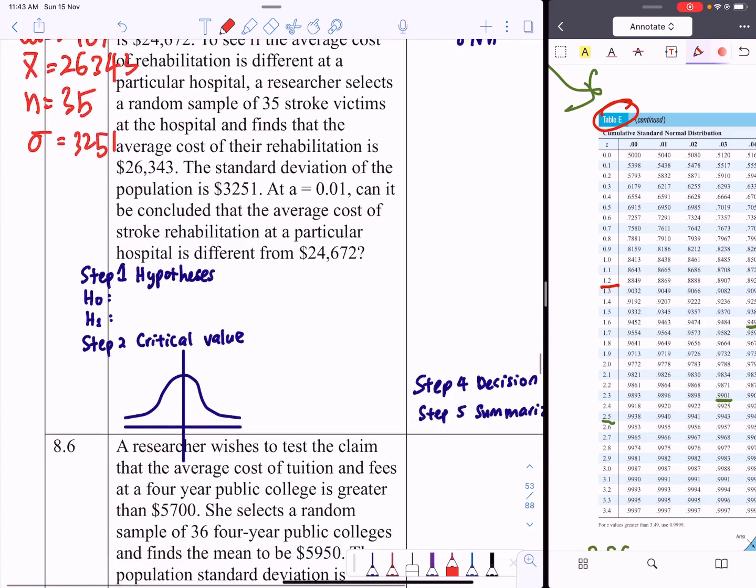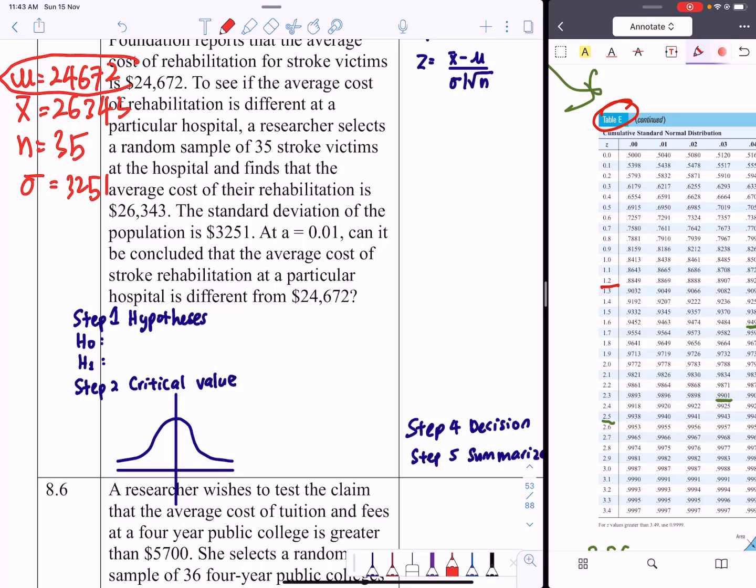You need to write out the hypotheses. The null hypothesis is that the mean equals 24,672, and the alternative hypothesis is that the mean does not equal 24,672. Why not equal? Because it doesn't mention whether it is above or below, so the alternative hypothesis will be different. The null hypothesis is always the same. It becomes the rule, as I explained in the first part of this video.